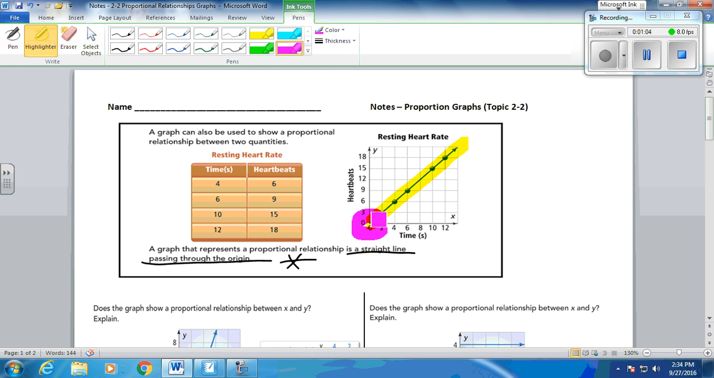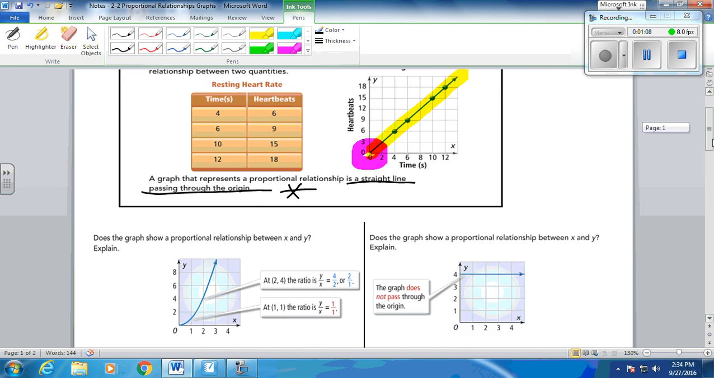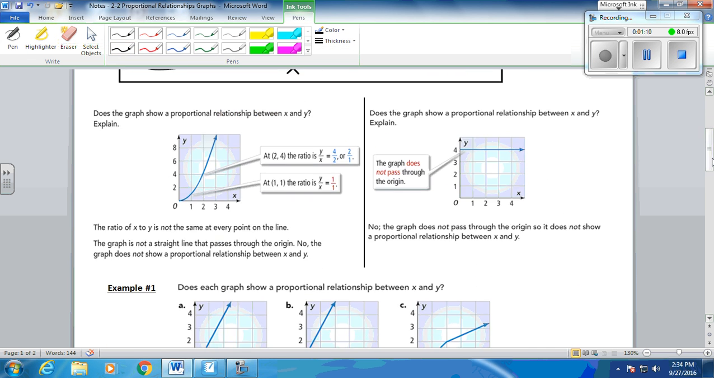So these next couple examples are completed for us. They're just a good way for us to double check that we understand how to interpret that previous sentence. It says, does the graph show a proportional relationship between x and y? Clearly looking at this graph, I don't see a straight line. So the ratio of x and y is not the same at every point on the line.